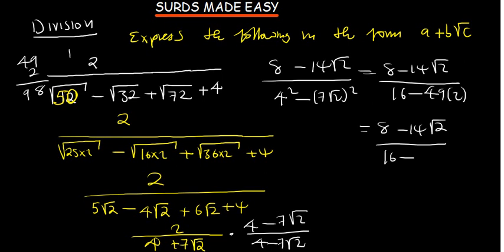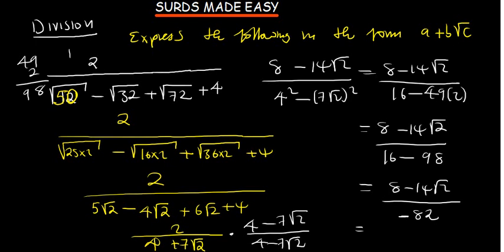Am I correct? It's 98. Yes, thank you so much. So this will give us 8 minus 14 square root of 2 over, what is 16 minus 98? It's a negative what? Negative 82. Am I correct? Yes. Alright. And then from here we can split.